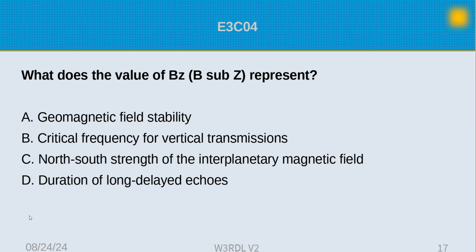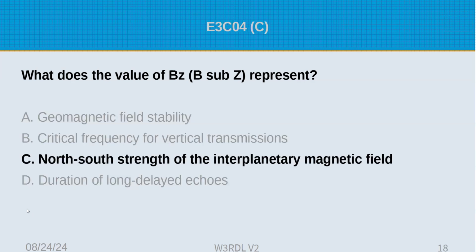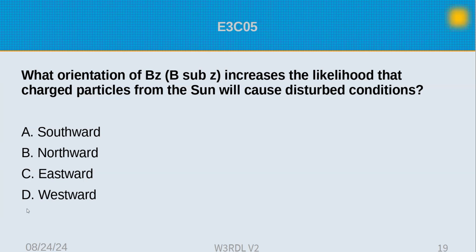And then even there, it's north to south strength. So that's the direction it's going. What orientation of B sub Z increases the likelihood that charged particles from the sun will cause disturbed conditions?